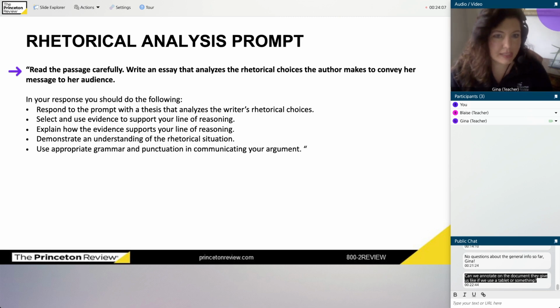In your response, you should do the following. Respond to the prompt with a thesis that analyzes the writer's rhetorical choices. Select and use evidence to support your line of reasoning. Explain how the evidence supports your line of reasoning. Demonstrate an understanding of the rhetorical situation. And finally, use appropriate grammar and punctuation.